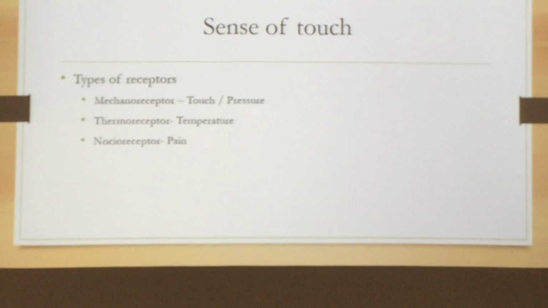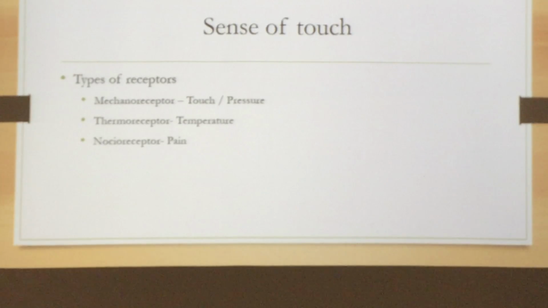Sense of touch, all I'm going to do is tell you there's 3 types of receptors on this. The mechanoreceptors are a type of receptor that detect touch and pressure. Thermoreceptors detect temperature. Nociceptors detect pain.